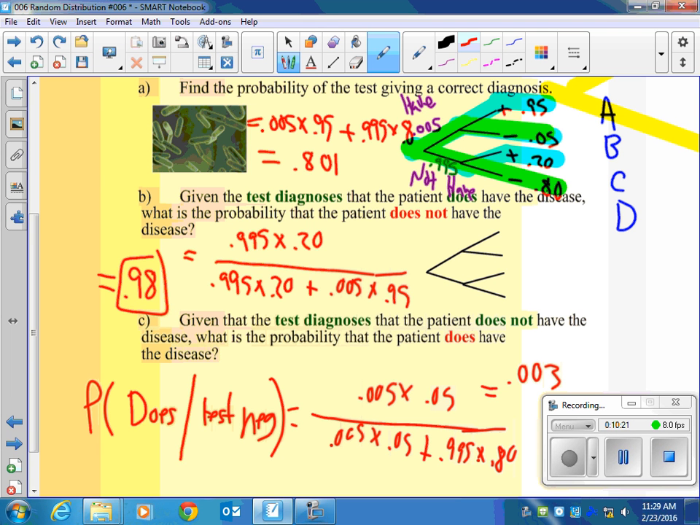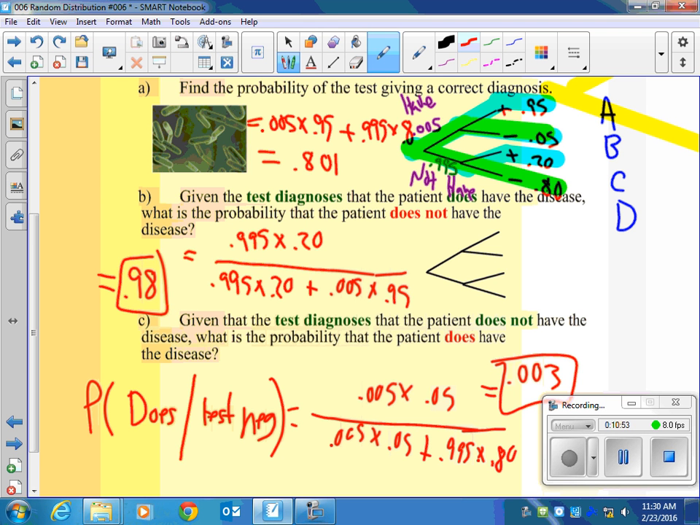You got it? Okay. So here's the glitch of this. If you get a positive, there's a 98% chance you don't have the disease if it's rare. If it says you don't have it, then there's a very small likelihood that you do have it. That's what they're saying.